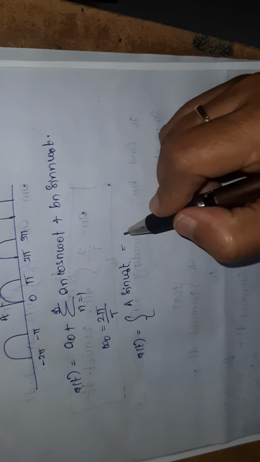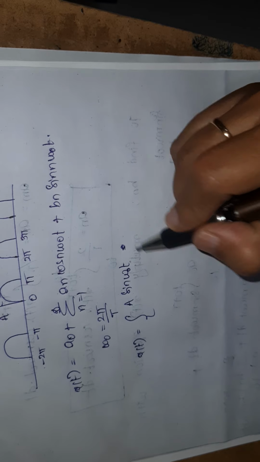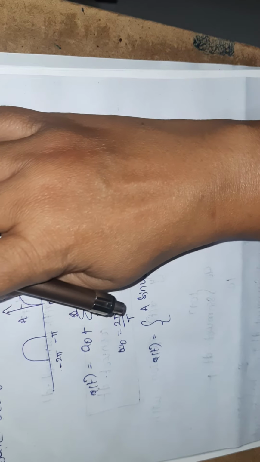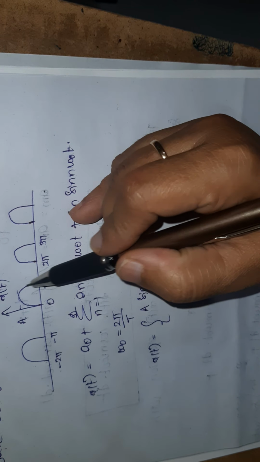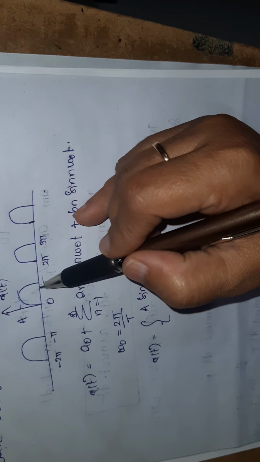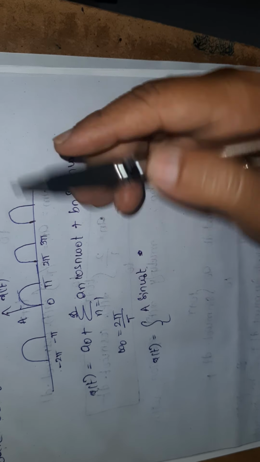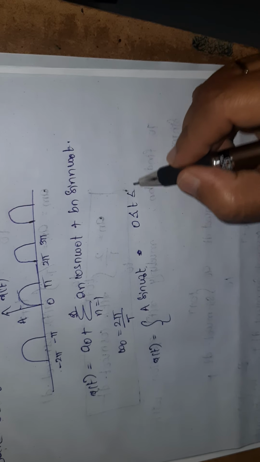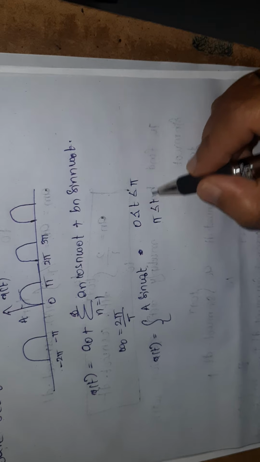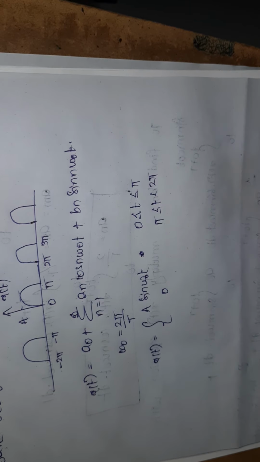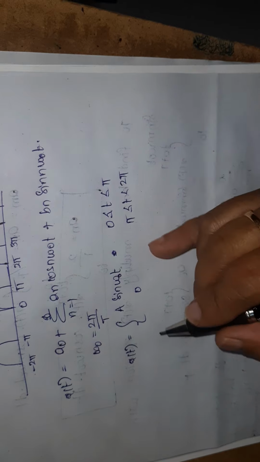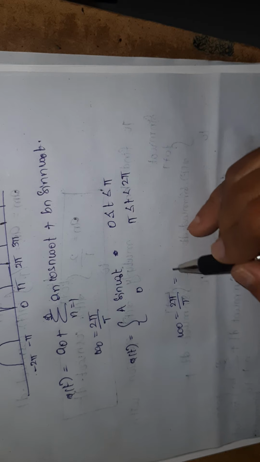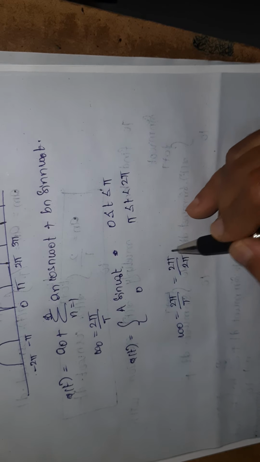From the figure I can say that for the half wave rectified signal, I am having the sinusoidal signal between 0 to pi, and between pi to 2 pi the magnitude is 0. Omega naught is 2 pi by T, right? So what is the fundamental time period for the given half wave rectified signal? That is 2 pi.